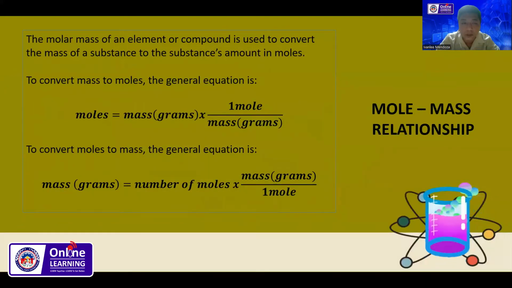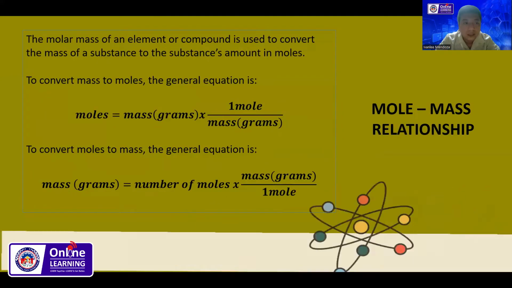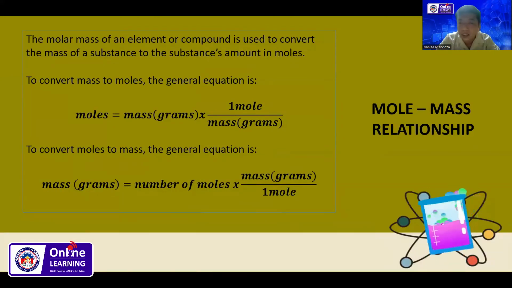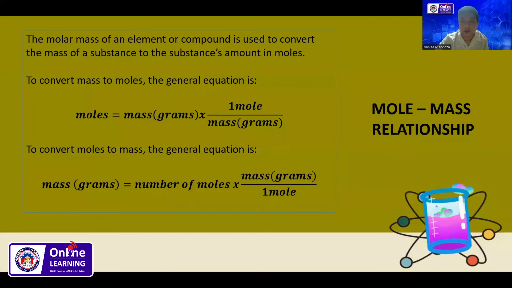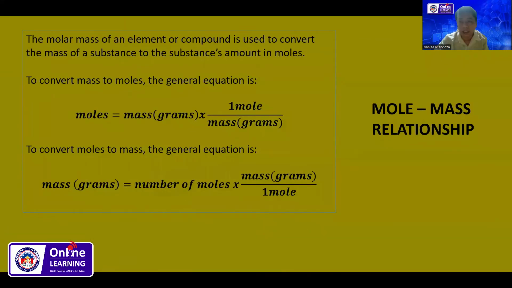Let us start with the conversion from mass to mole. To convert mass to moles, the general equation is this one: moles equals mass expressed in grams multiplied by 1 mole divided by mass also expressed in grams. Then for another conversion, to convert moles to mass, the general equation is this: mass in grams equals the number of moles multiplied by mass in grams divided by 1 mole. So those are the two formulas for the conversion.